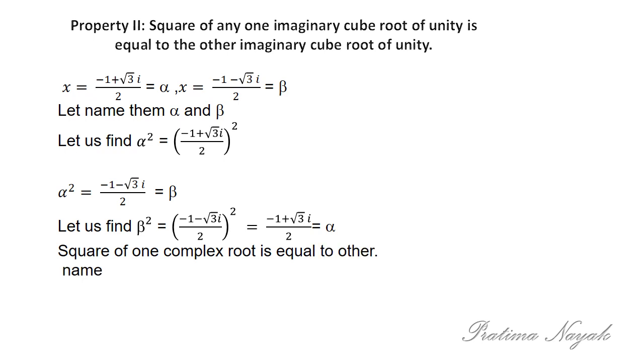Then they are named omega and omega square, omega being a Greek alphabet. So the cube roots of 1 are 1, omega and omega square.